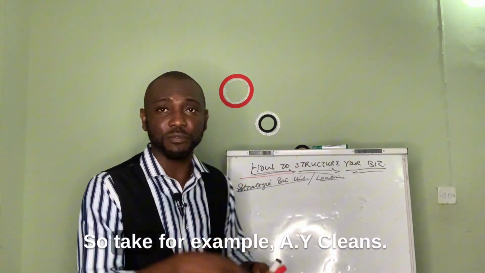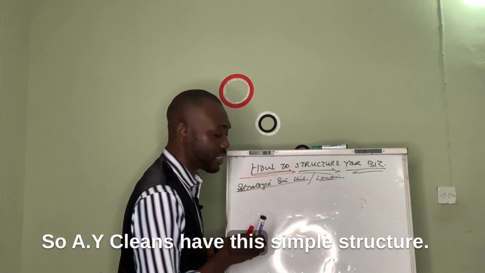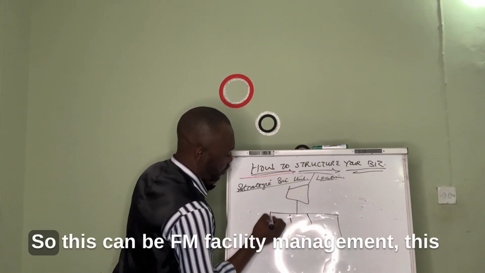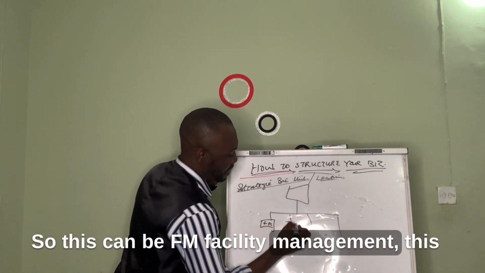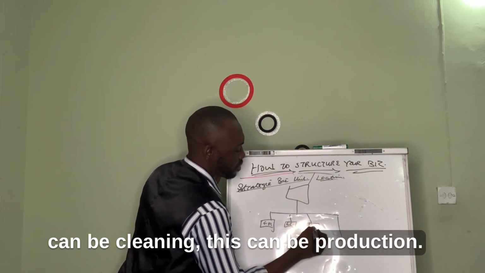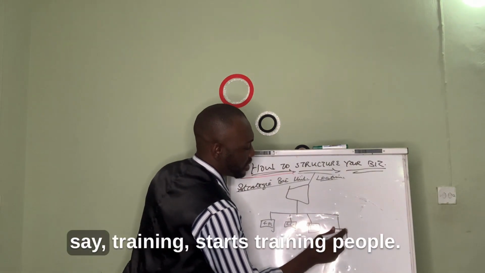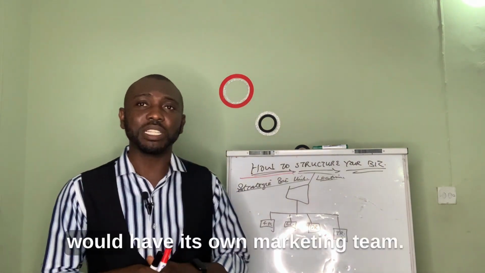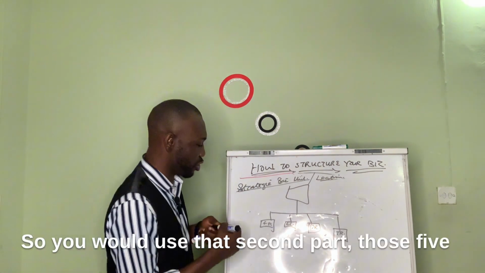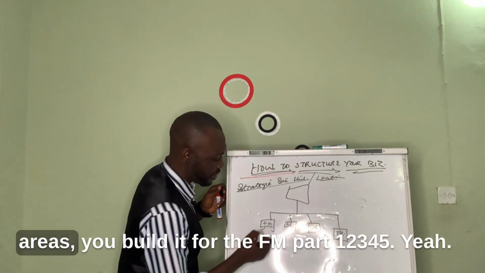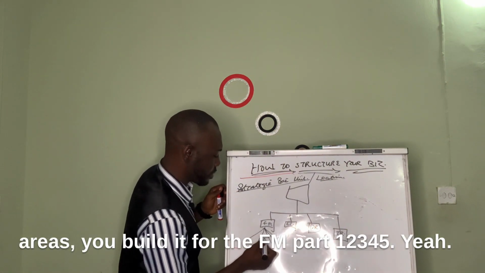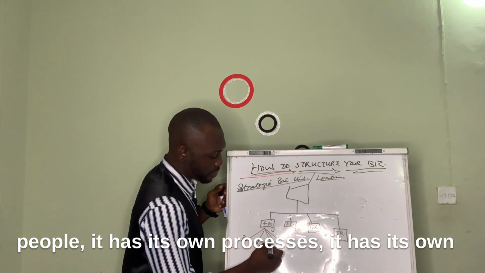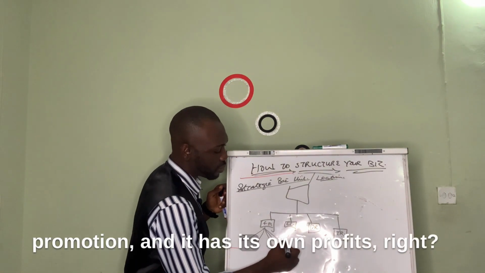Each of them works on its own. So take for example AY Cleans. It has this simple structure. This is Mr. AY Cleans right now. This can be FM, facility management. This can be cleaning. This can be production. Then you can be doing, say, training. FM, facility management, would have its own marketing team. So you would use that second part, those five areas, and build it for the FM part: one, two, three, four, five. It has its own product, its own people, its own processes, its own promotion, and its own profits.